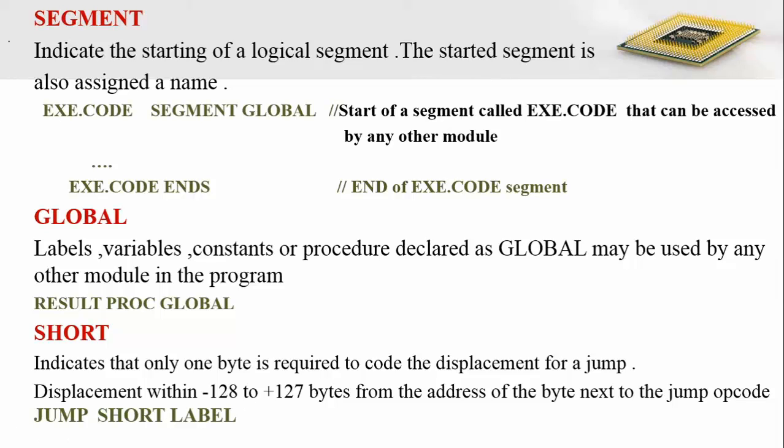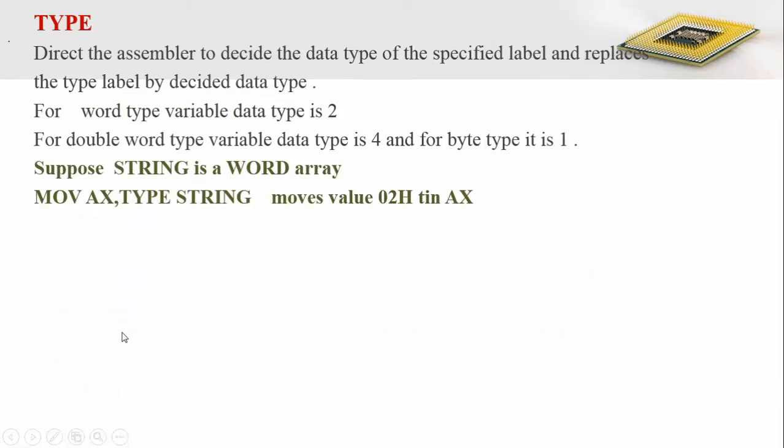This type of jumping is represented using the assembler directive SHORT. Jump short label means we can jump from the current location a maximum of 127 bytes forward or a maximum of 128 bytes backward, a total of 256 bytes. This indicates a short jump. So, in order to represent such a short jump, we can use the directive SHORT.